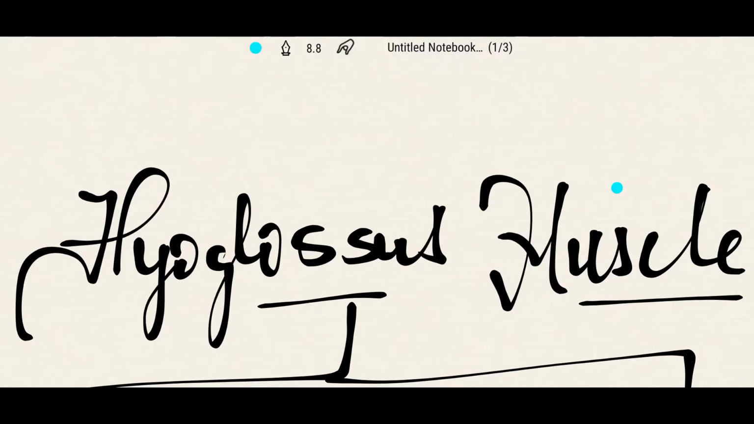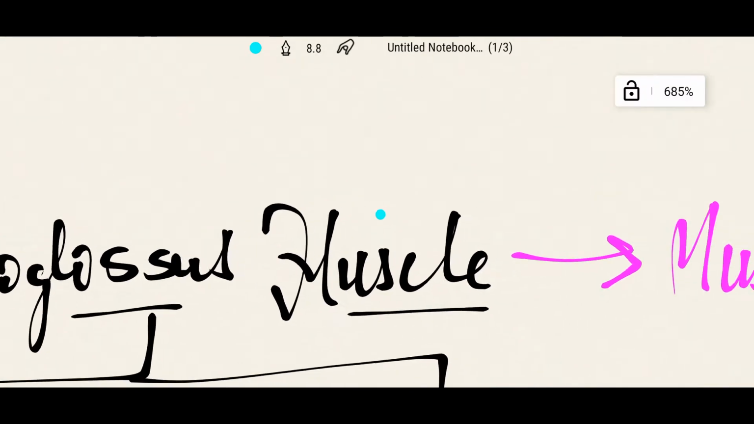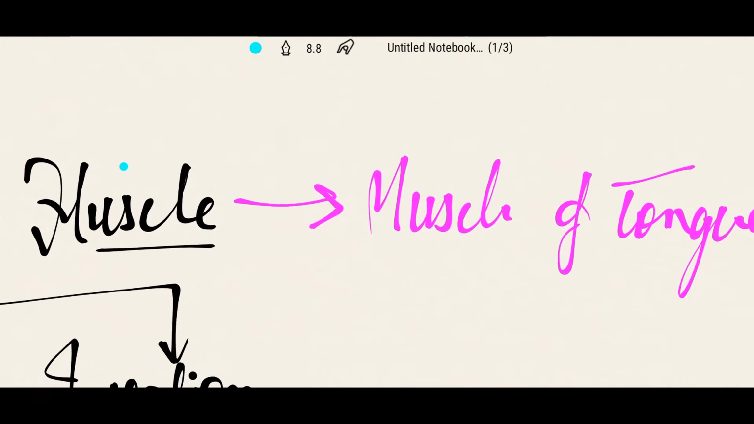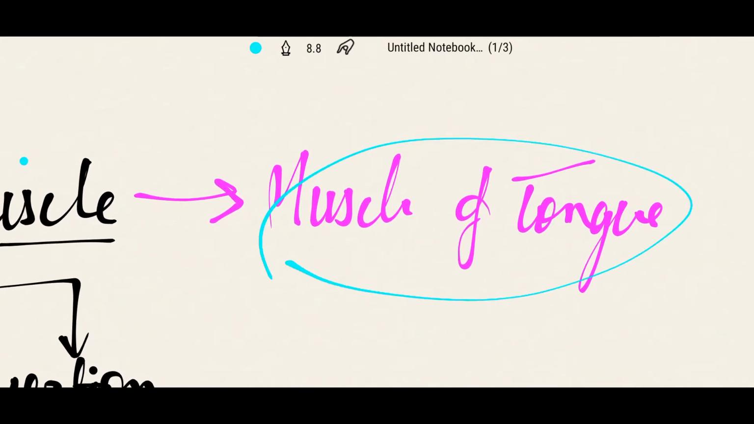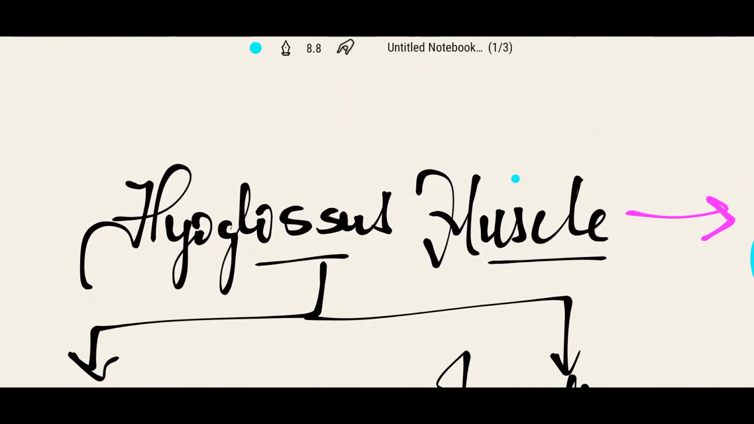So guys, today I will discuss another suprahyoid muscle, that is the hyoglossus muscle. It is a muscle of the tongue. And now I will discuss its origin and insertion points.